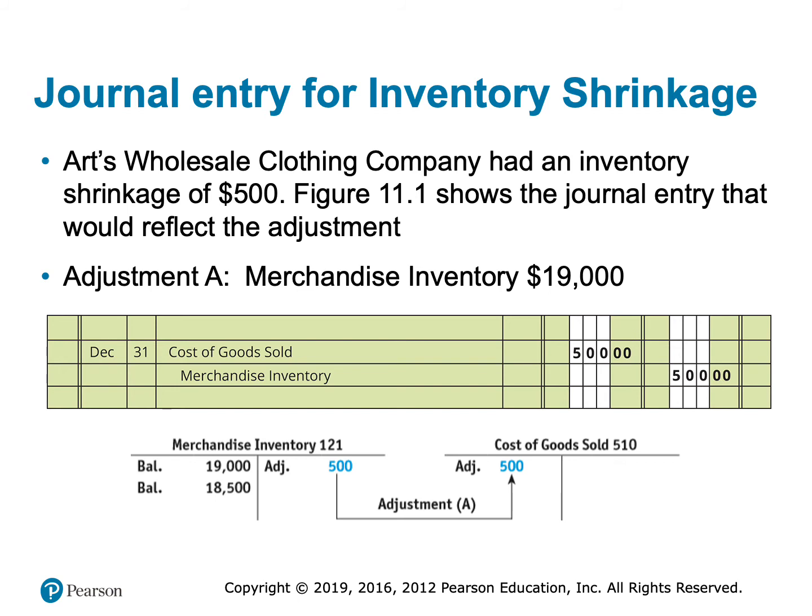So remember, inventory is an asset with a normal debit balance. So when we credit inventory, we are reducing it, we're decreasing it, and we're increasing cost of goods sold, which is an expense account. And remember, expense accounts are always, always, always debited.